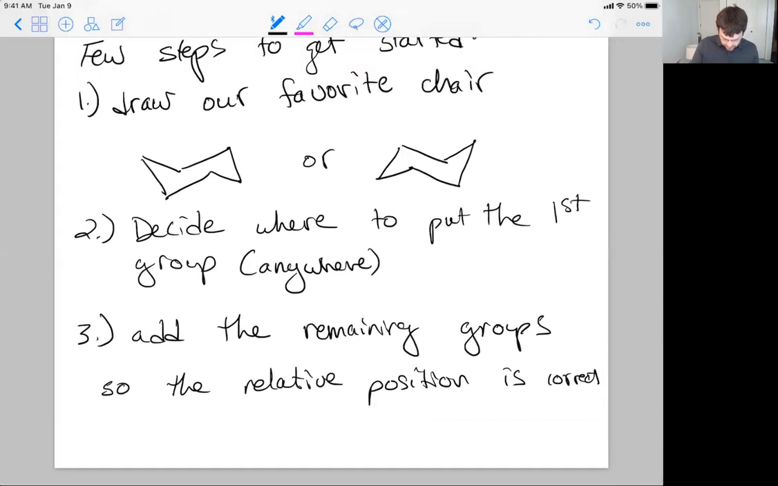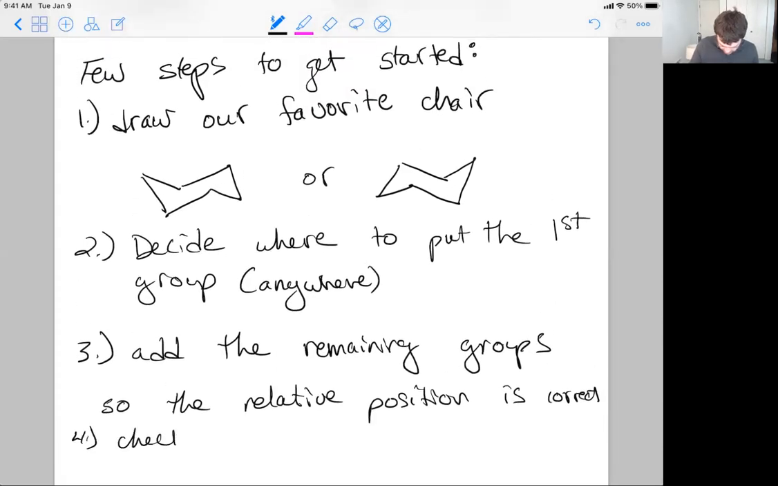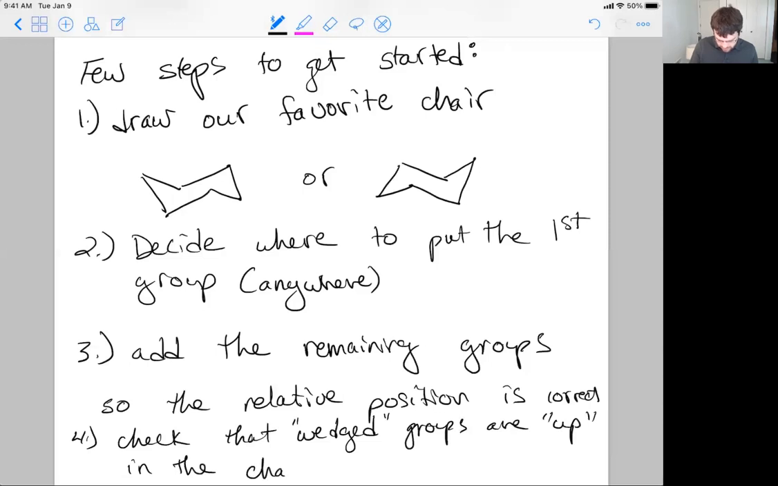And then the last thing that we'll look at today is we want to check that wedged, in quotes, groups are up in the chair structure and vice versa. So we'll look at that in more detail towards the end of this lecture. So we have these steps: draw our favorite chair. We're going to decide where to put the first group. It can be anywhere. Then we add the remaining groups so that they're in the correct relative position. And then number 4 is we're going to make sure to account for wedges and dashes that were part of the flat structure, make sure that they're correct in the chair structure.